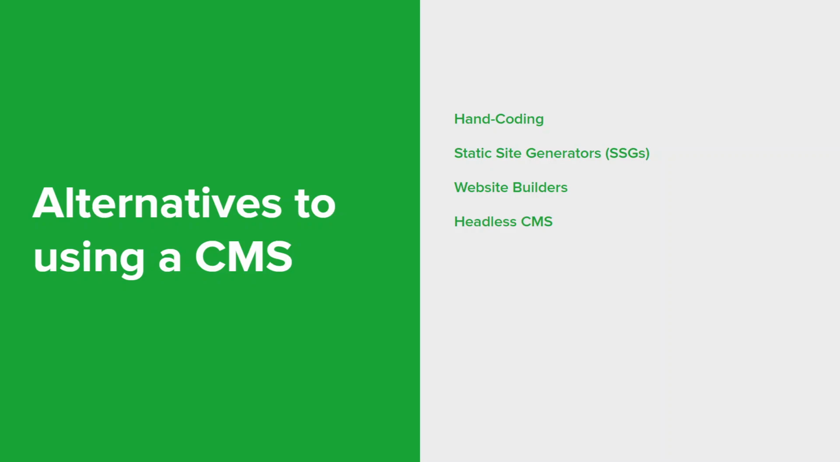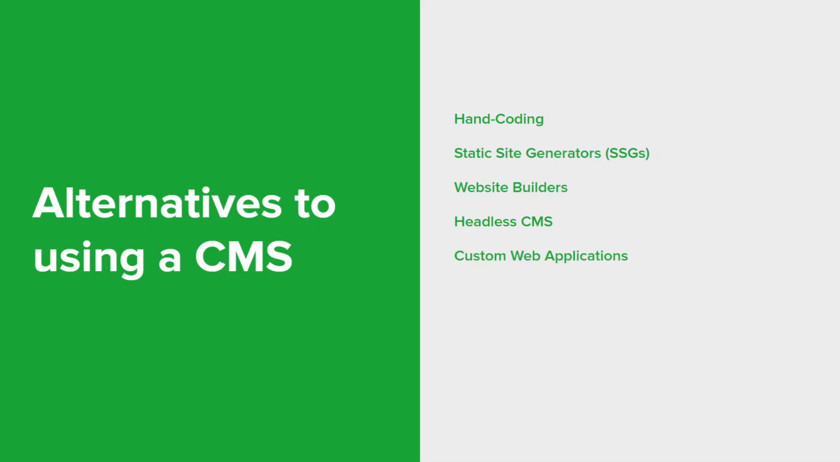Next up, we have Headless CMS, and Headless CMS separates content management from the presentation layer. It allows developers to retrieve content via APIs and display it on various platforms. Popular Headless CMS options include Contentful, Strapi, Sanity, and Wix Headless as well.